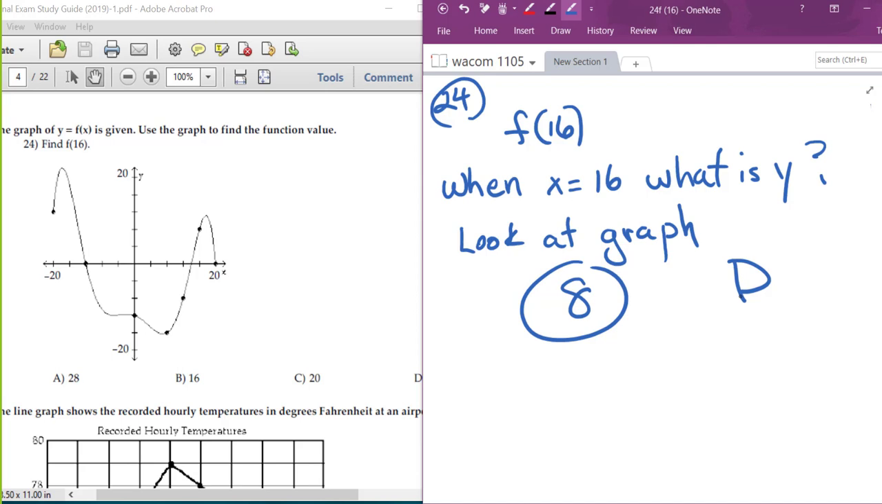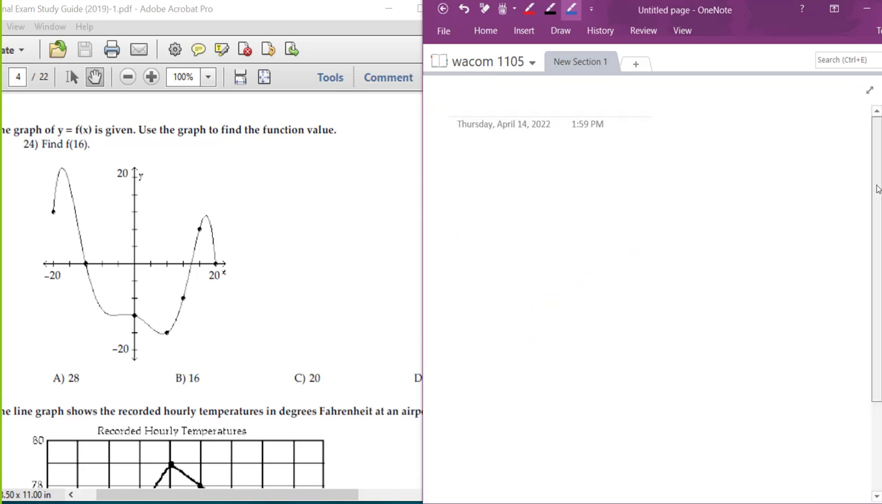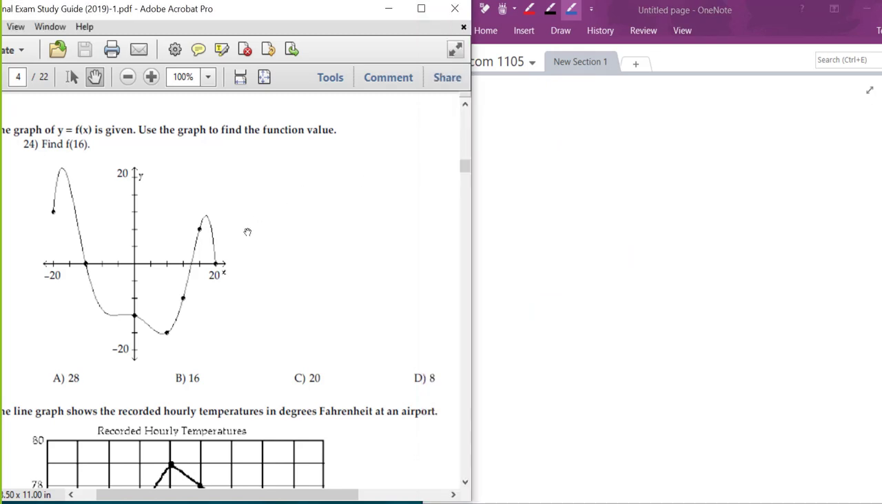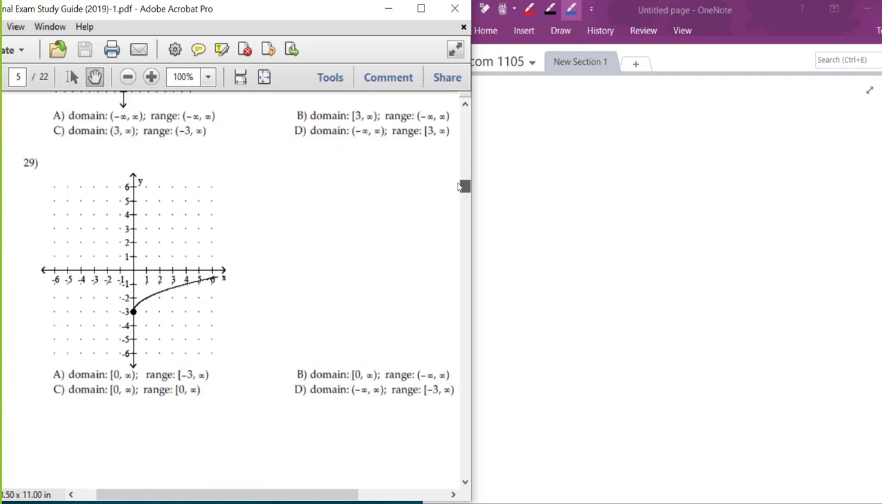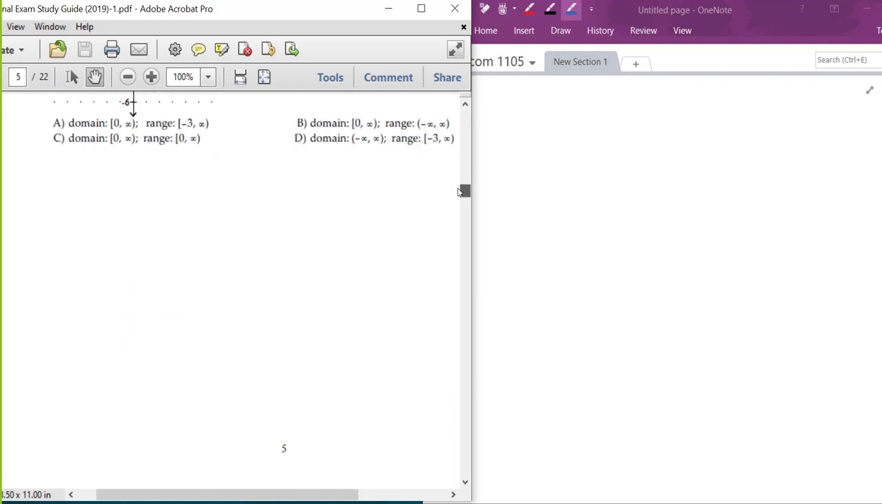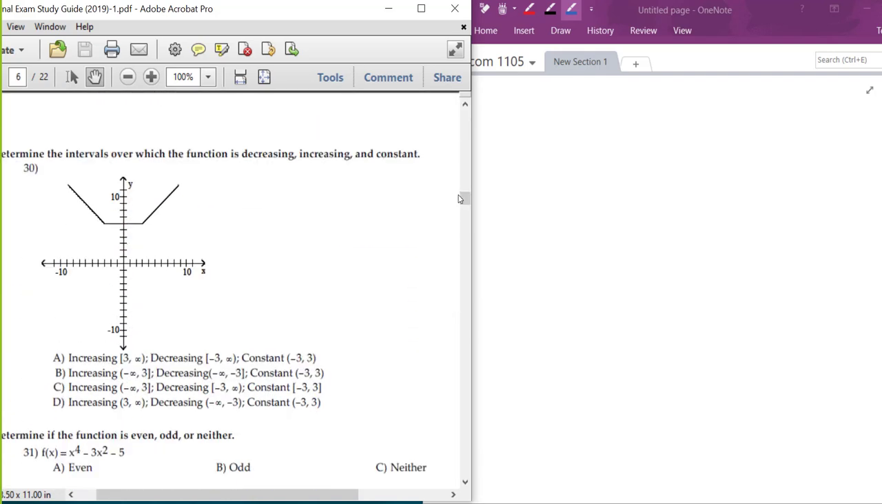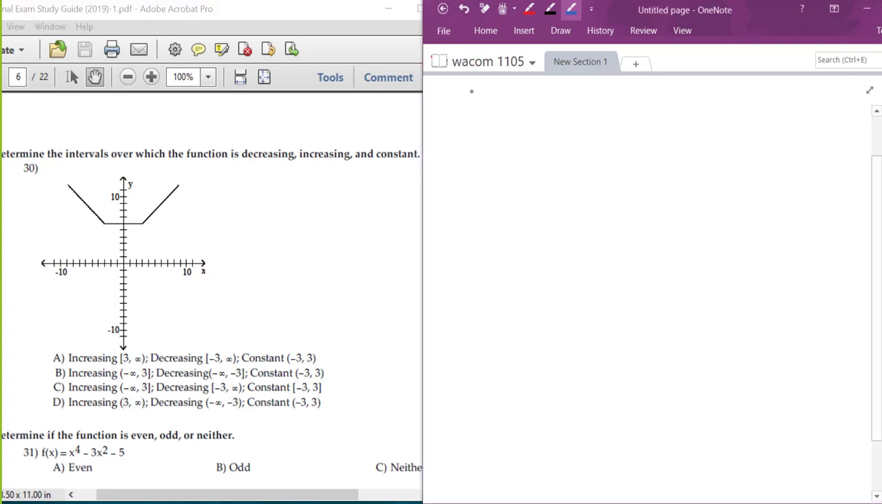Next one I picked is problem 30. And this one has to do with increasing and decreasing functions. So it's back in your second chapter we worked on, but it was called chapter 3, I think. So number 30. All right, remember when you're looking at increasing and decreasing intervals, you're working with x. And you will use parentheses on the intervals.